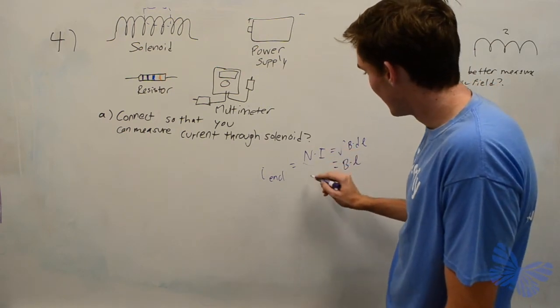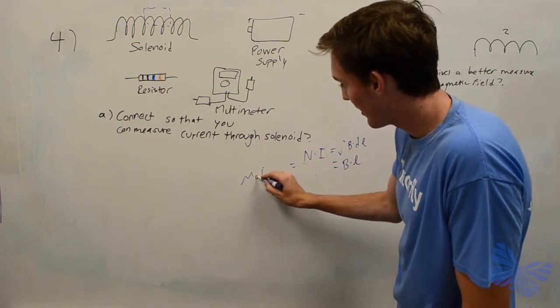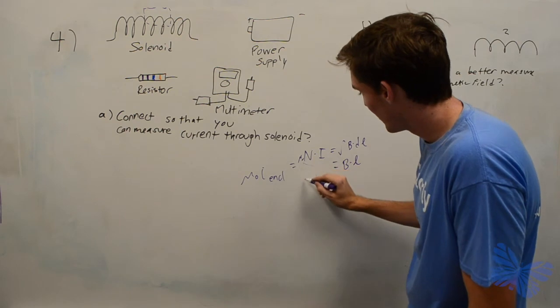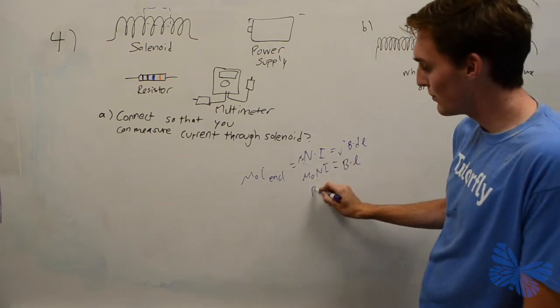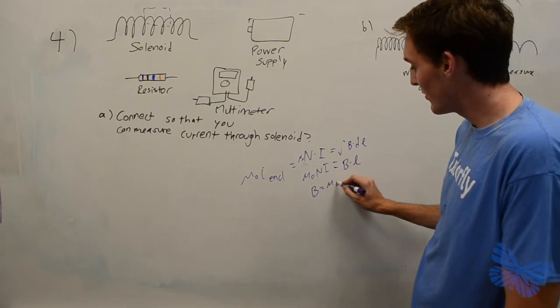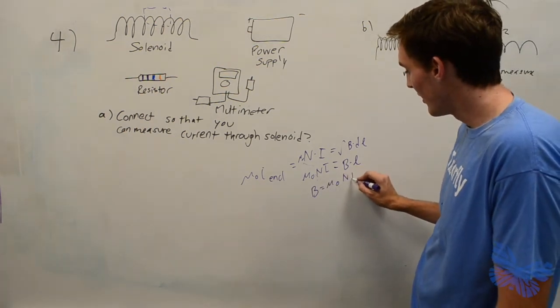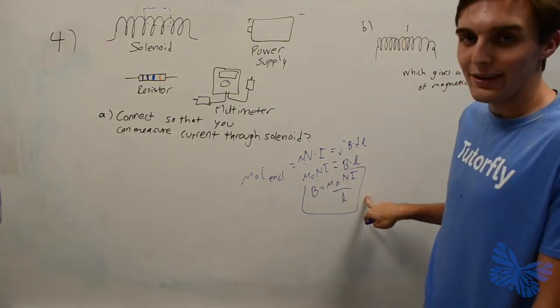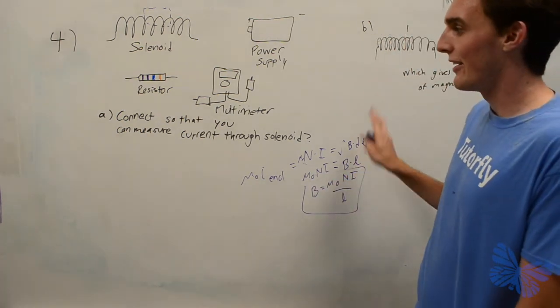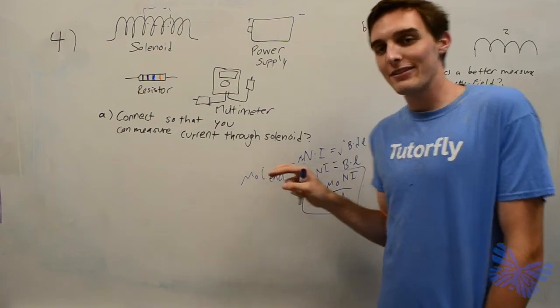And you set that, so this will be mu naught Ni equals B times L. And so B equals mu naught Ni over L. And so this expression comes in handy for the later parts. But the first parts are pretty simple.